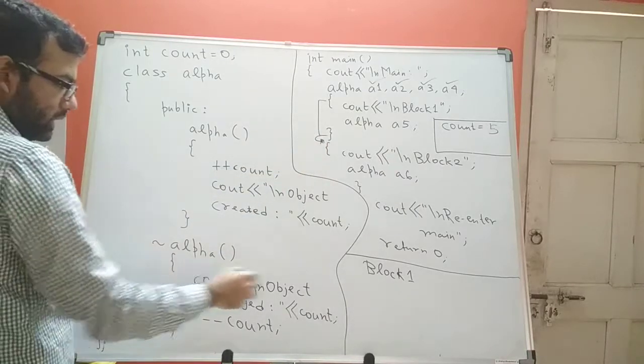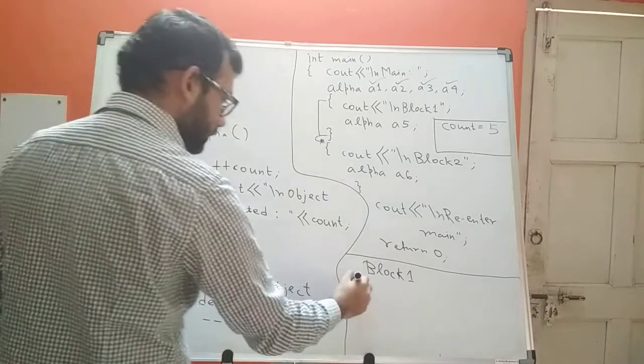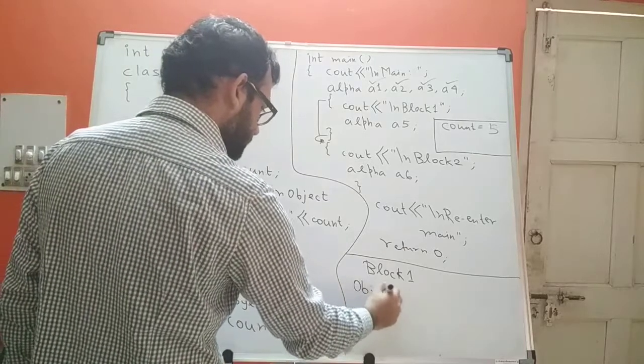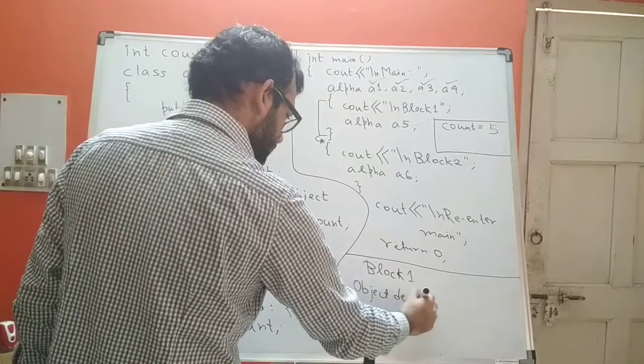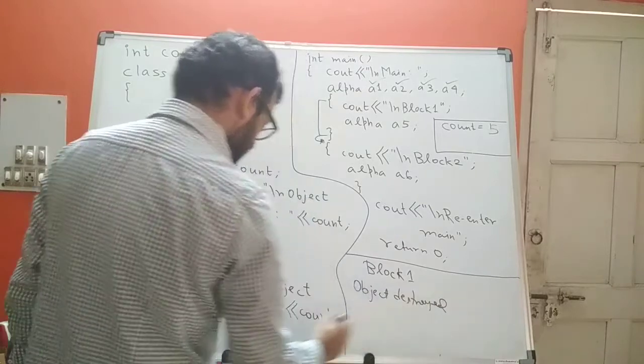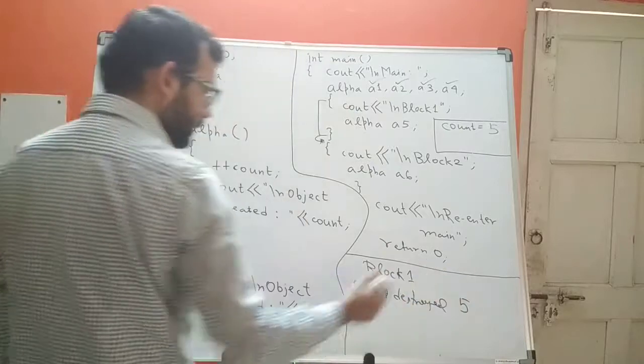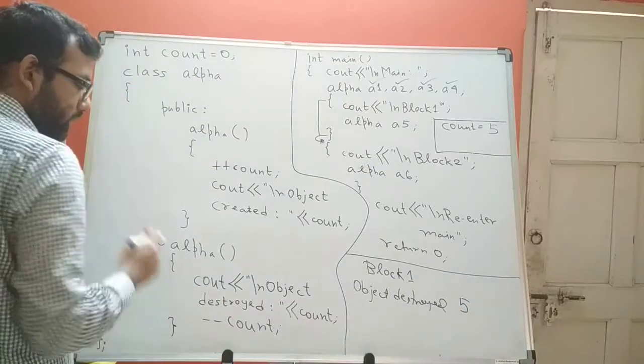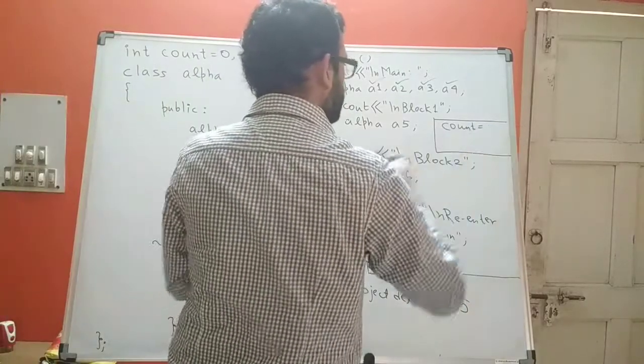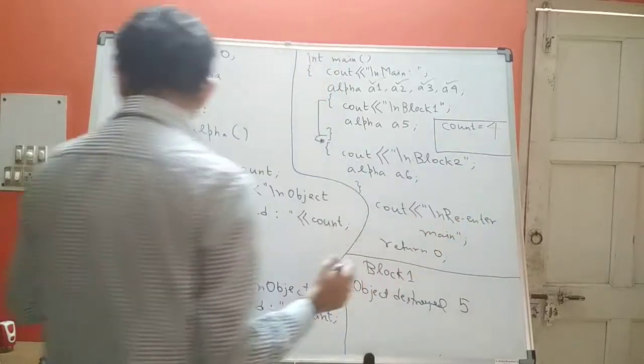This statement is first printed, object destroyed, and then I'll print the value of count. The value of count is 5, so I'll print object destroyed 5, and then I'll decrement the value of count by 1. So count will change from 5 to 4.